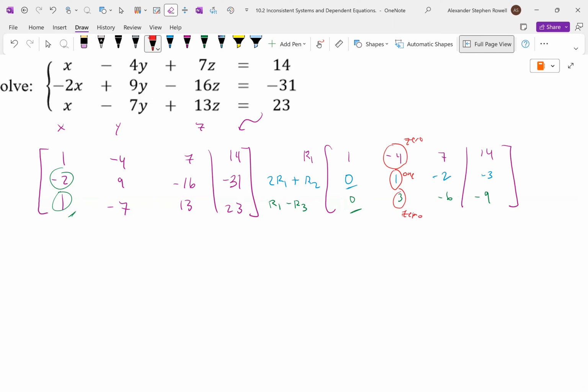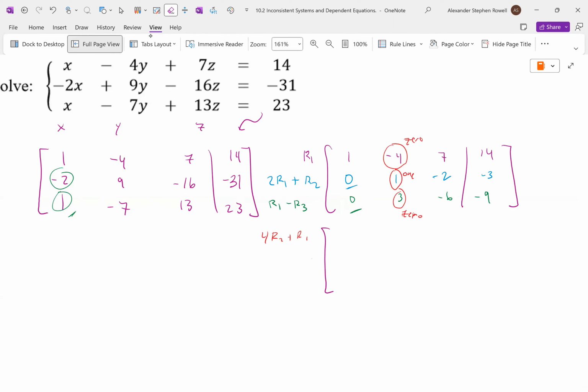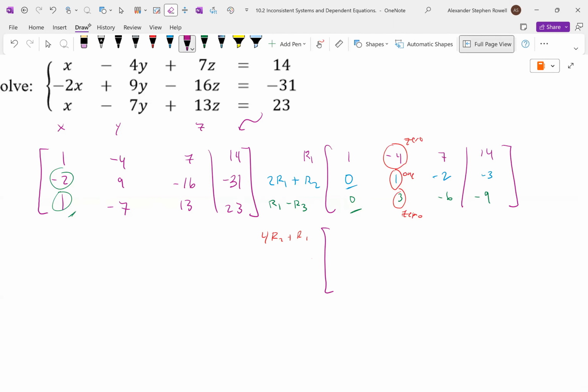So I'm going to, on the top, do 4 times row 2 plus row 1. So 4 times row 2: 4 times 0 is 0. 4 times 1 is 4. 4 times -2 is -8. And 4 times -3 is -12. So if I add those, I get 0 plus 1 is 1. 4 plus -4 is 0. -8 plus 7 is -1. -12 plus 14 is 2. I'm going to keep row 2 the same.